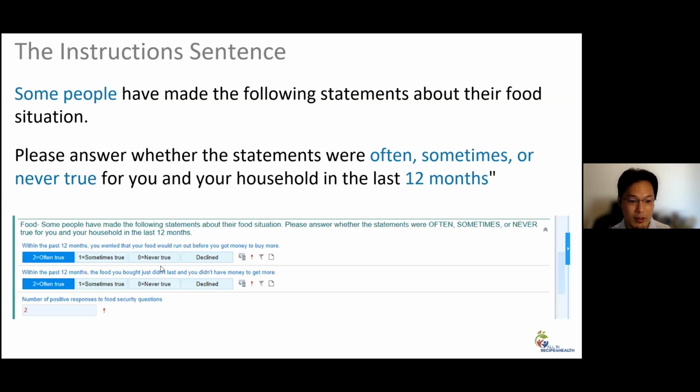Then you just go through the follow-up questions, the actual questions. Within the past 12 months, you worried, and you would just click, and if you're in Epic, they may say never true, fantastic. They may say sometimes true. If there's a positive screen, a 1 or 2, it doesn't matter if it's two 2s, 1 1s, or a combination, that is a positive screen. You will get an exclamation mark.